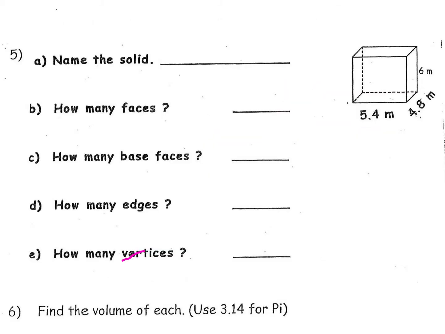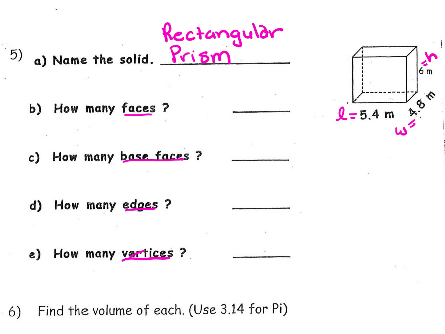In problem number 5, we have to identify faces, base faces, edges, and vertices of this solid. First of all, we can see the solid has a length of 5.4, please label that, a width of 4.8, and a height of 6. It's a rectangular prism. Although it looks like a cube, we certainly can't call it a cube because all the sides are different. So for letter A, the name of the solid, rectangular prism.